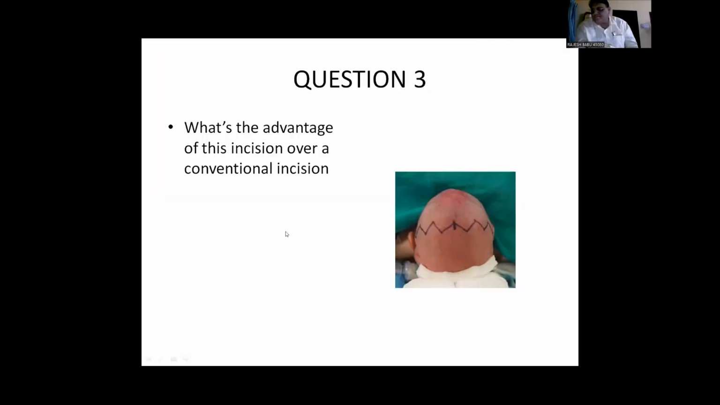I will put the third question. What is the advantage of this incision over a conventional incision? And also, what is the name of this incision? That will also be a good question. What is the name of the incision? We have been using this incision in the last few cases, and we found that it is actually advantageous.